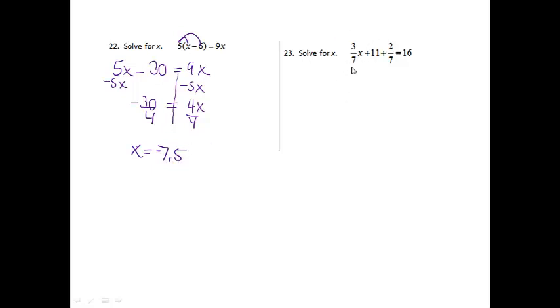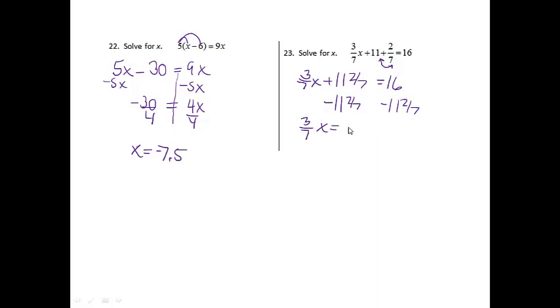Right, number 23, solve for x. 3/7 x plus 11 plus 2/7 equals 16. Okay, what we want to do on this one is combine like terms. I noticed that the 11 and the 2/7 both do not have an x on them, so we are going to add those together. So I'm going to have 3/7 x plus 11 plus 2/7 will simply be 11 and 2/7, and then it equals 16. All right, now from here, if we want to get the x by itself, we are going to subtract 11 and 2/7.